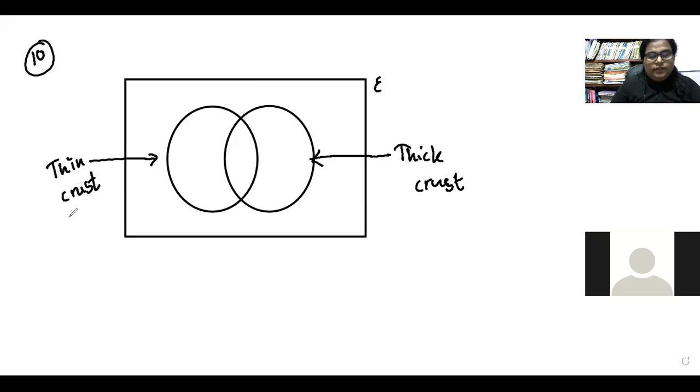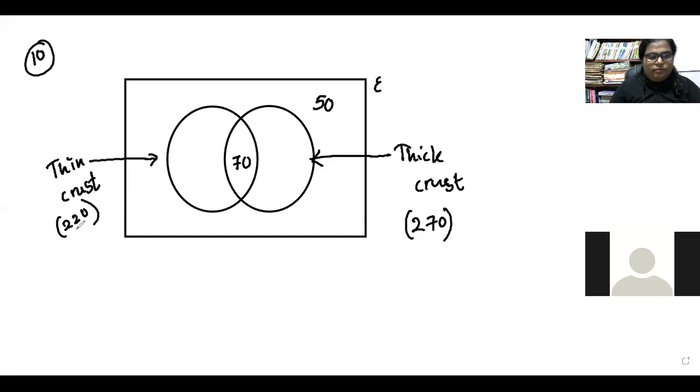According to the given question data, it is given that 220 people like thin crust and 270 people like thick crust. As well, they have given that 70 like both thin and thick crust, and 50 people do not like pizza at all. So you can allocate the number of people for each area.